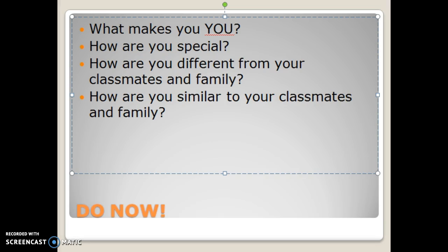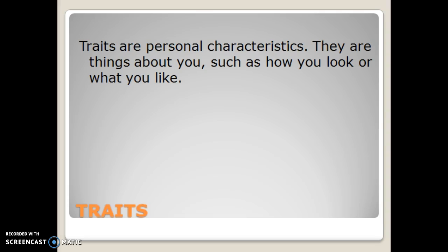I'd like you to hit the pause button and just brainstorm a few ideas that are going to help you. Try to think about this before we get started. Alright, you should be done with your brainstorm and all your special characteristics and things that make you different.